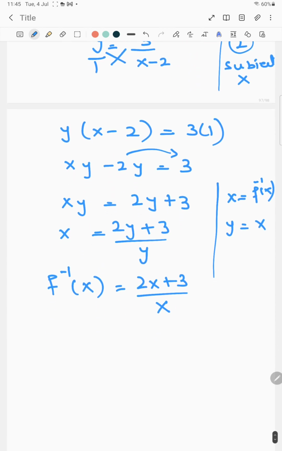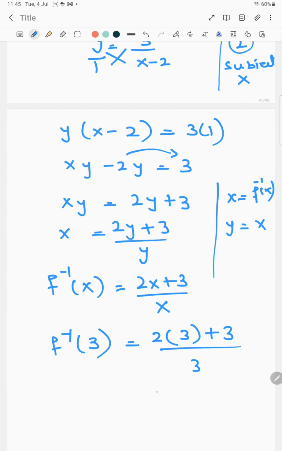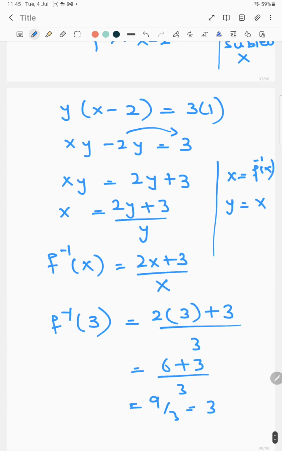And for example, in some cases, if they are saying find f inverse of any value, you can take, if I'm taking 3, so instead of x you just have to put 3. 2 times 3 plus 3 divided by 3. So 2 times 3 is 6. 6 plus 3 divided by 3. 9 divided by 3. So the answer will be 3. So just remember these 3 steps for finding the inverse of the function.